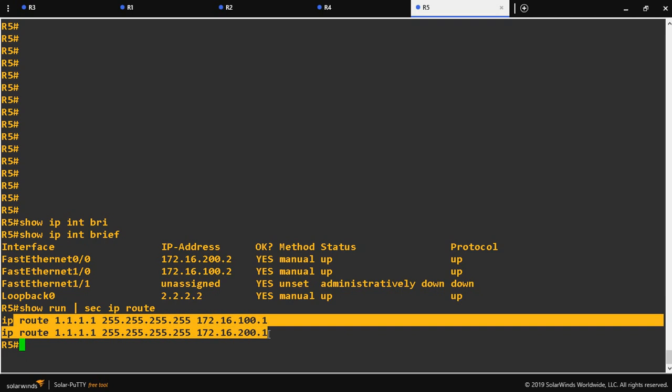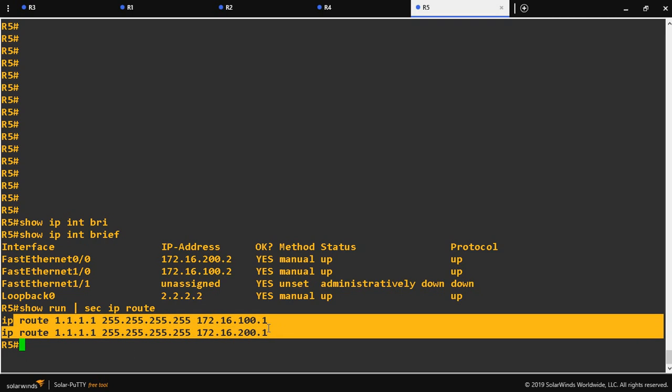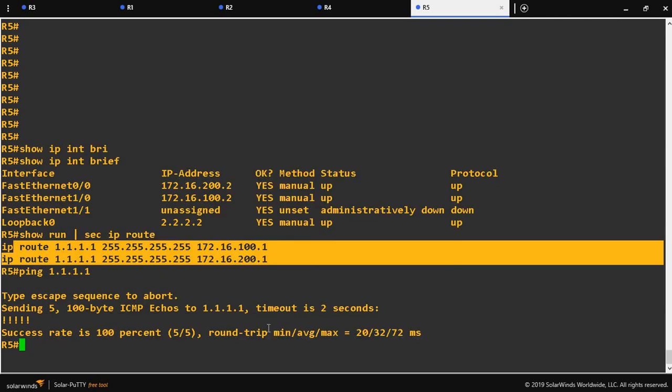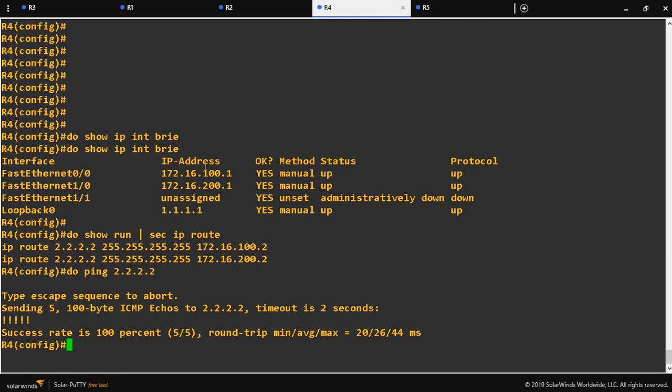So we have two entry, so there is load balancing. Just I ping 1.1.1.1. Yeah, I'm able to ping. Okay, so now I'm going to configure eBGP on both R4 and R5.